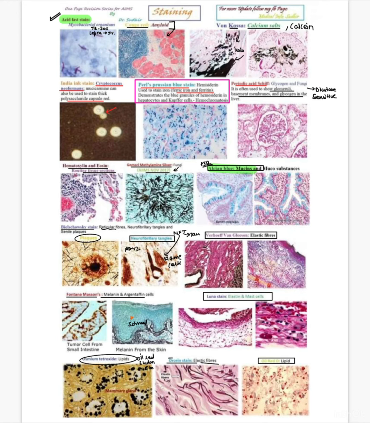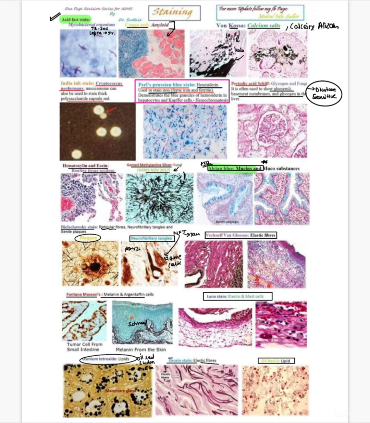Von Kossa for calcium, guys. Okay, also we have calcein and alizarin red. Okay, then you see Perls Prussian blue, hemosiderin used to stain iron, guys, the same thing that was there in your today's paper. Then you have Gomori methenamine silver stain. Okay, this is India ink stain used to stain the polysaccharide capsule. Periodic acid Schiff, that is PAS positive and that is sensitive, guys. Okay, Alcian blue for mucin, this is again a PYQ.